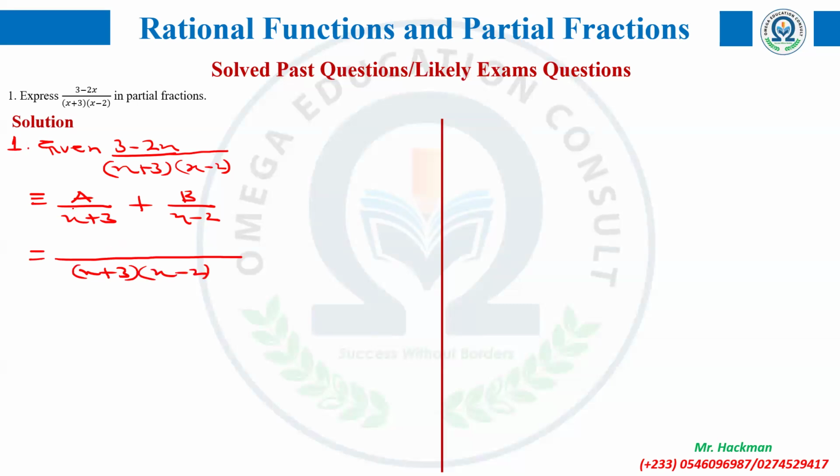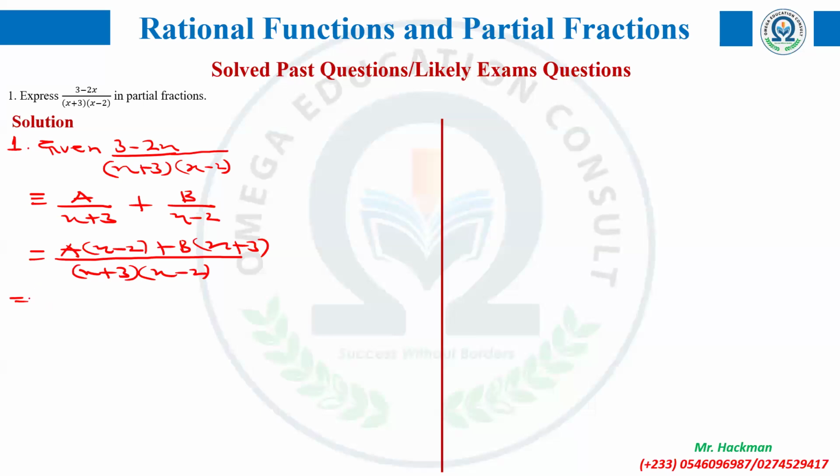Now A will go into this. x plus 3 will go into the LCM x minus 2 times, so it will be A into x minus 2. Then plus, x minus 2 will go into my LCM x plus 3 times, so it will be B into x plus 3. My x is not looking pretty, but at least you heard me say x, so that's an x.